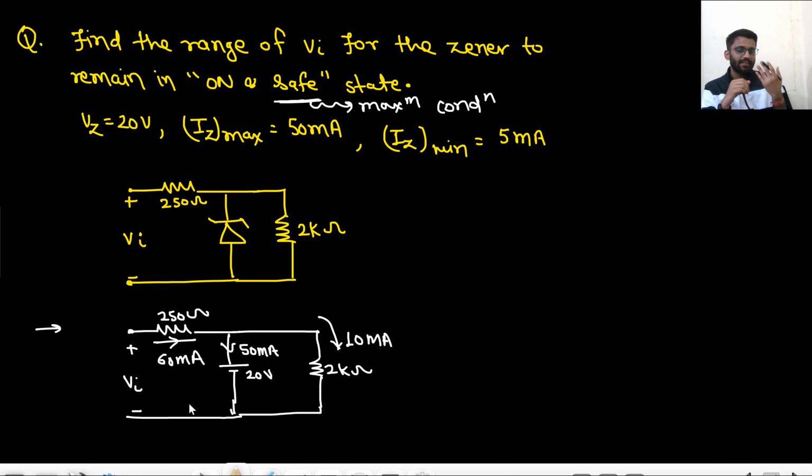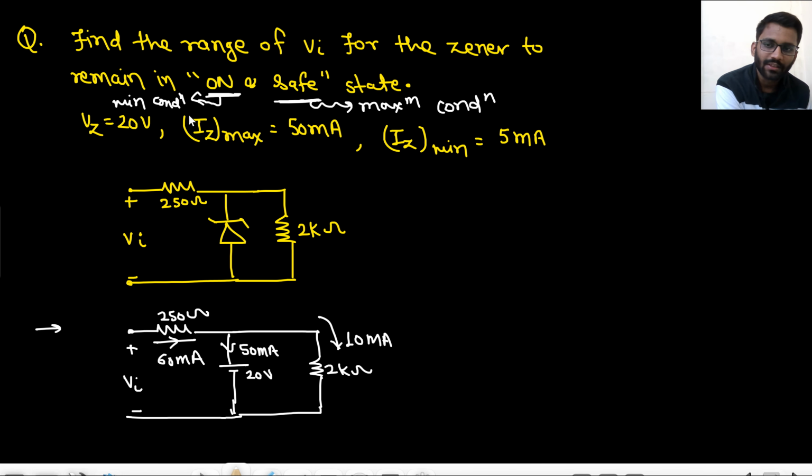Actually they are asking the range of input voltage. That means for both minimum and maximum condition you need to find on and safe state. What does on mean? The very time it gets turned on, so that will be the minimum condition. So they are asking the range, both minimum and maximum. This shows the minimum condition, the on state, just as the time it turns on.